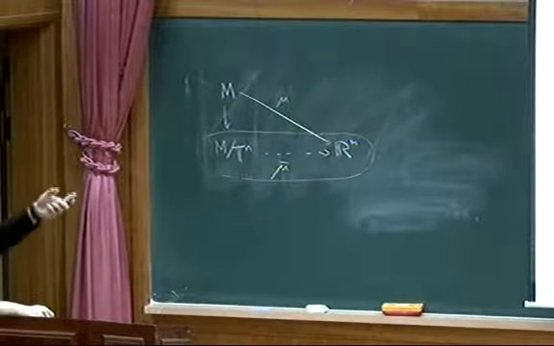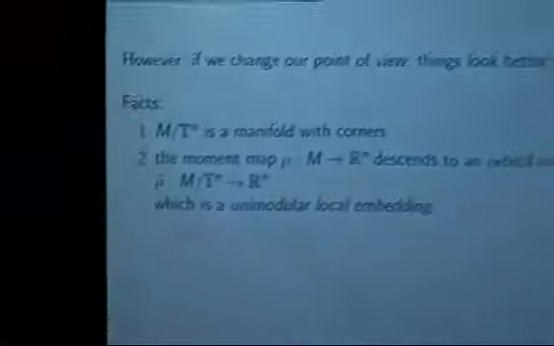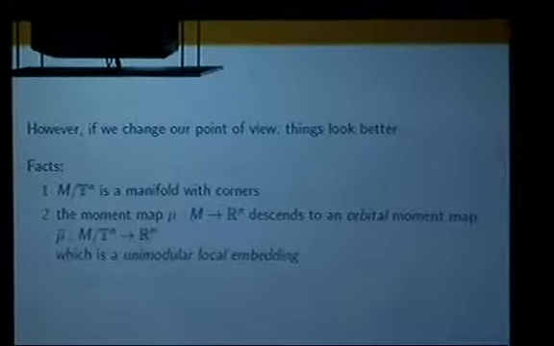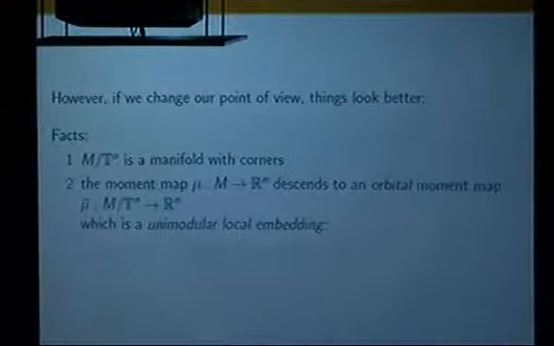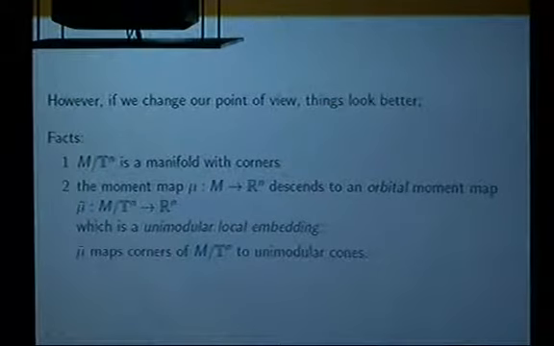So this orbital moment map is what I would like to call a unimodular local embedding, which is a very fancy way of saying that it's a local diffeomorphism from a manifold with corners to R^n. So my orbit space will have exactly dimension n. And I'm looking at local diffeomorphisms, but corners don't just go to arbitrary corners inside R^n, they go into unimodular cones. So the same condition as you had for the polytope.